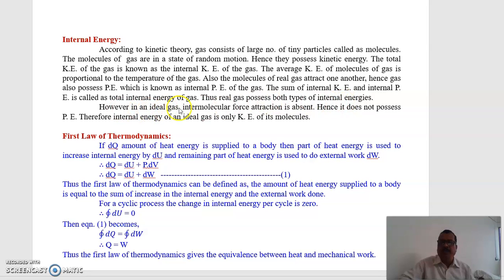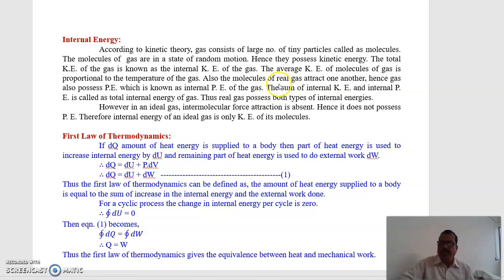But in case of ideal gas, intermolecular force of attraction is absent. Therefore, it does not possess potential energy. And hence, the internal energy of an ideal gas is only KE of its molecules.